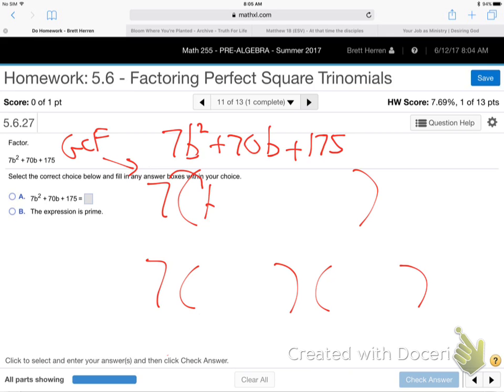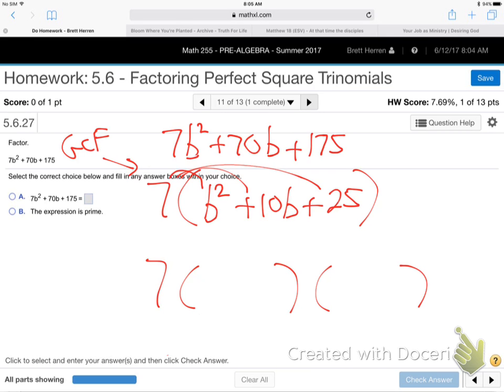So 7 times b squared, 7 times 10b. Is it 27? That's 25, right? Yeah. 7 quarters makes $1.75, right? Okay, so we good there?